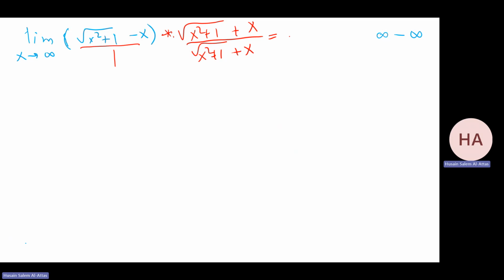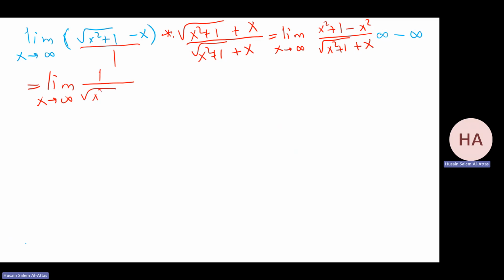Okay, that gives me what? Limit as x goes to infinity of x squared plus 1 minus x squared in the numerator, and in the denominator I have square root of x squared plus 1 plus x. So that will be the limit as x goes to infinity of 1 over this.